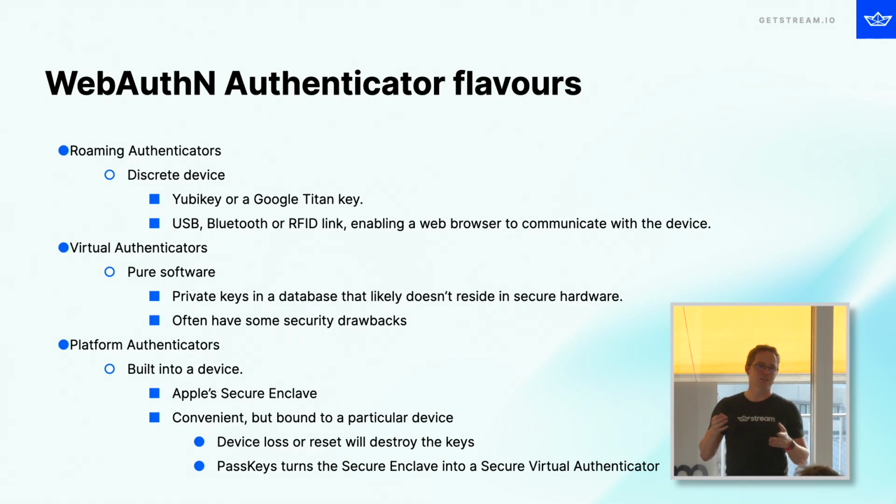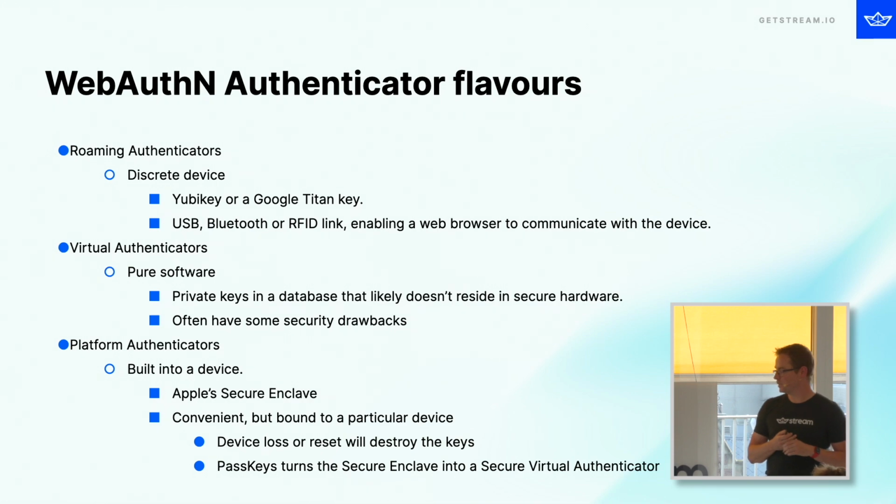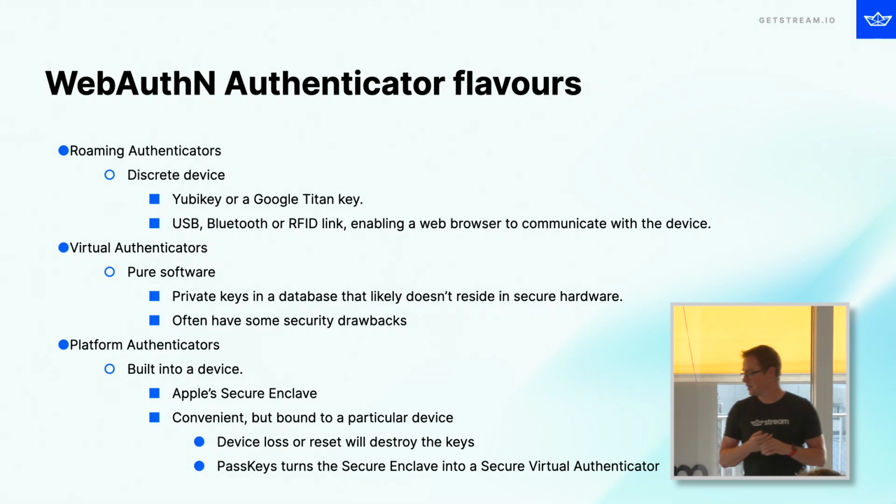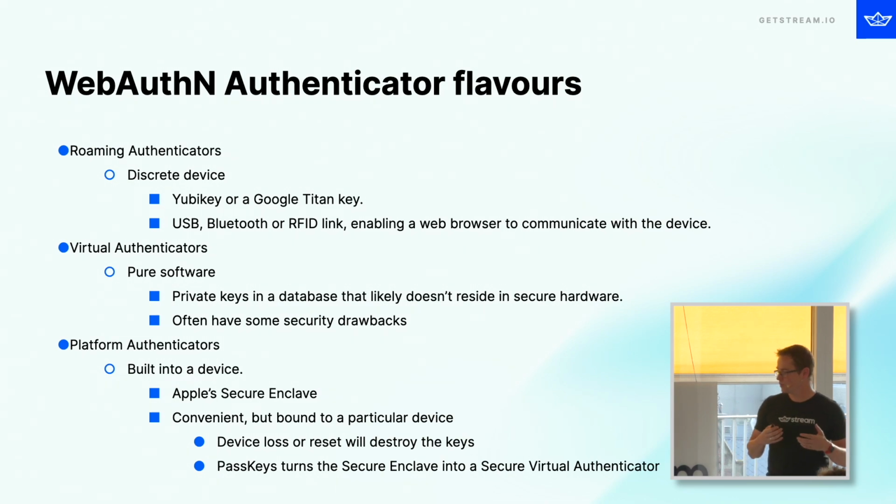And basically the standard claims that there are 3 different types of authenticators that you can deal with. The first of all is the roaming authenticator. That's your typical USB key type device, so a YubiKey. And it's usually something that attaches over USB, Bluetooth, or some other wireless technology, and it allows a web browser to communicate with the thing and do the authentication.